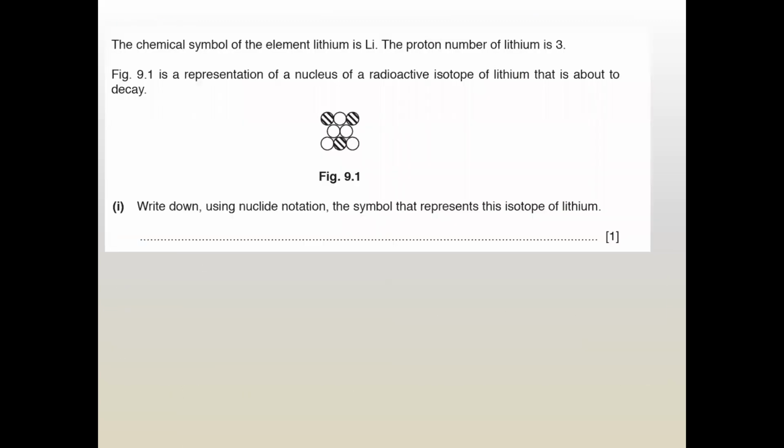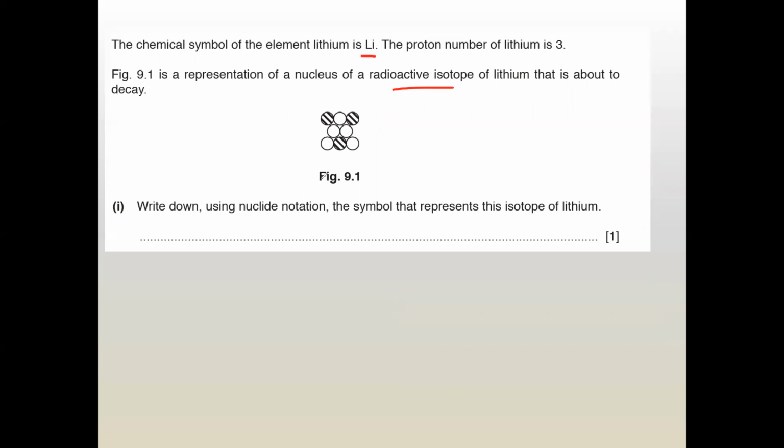So in this question, as you can see, the chemical symbol of the element lithium is Li. The proton number of lithium is 3. Figure 9.1 represents a nucleus of a radioactive isotope of lithium that is about to decay, because radioactive isotopes, as they are not stable, will decay and emit radiation. Write down, using nuclide notation, a symbol that represents this isotope.